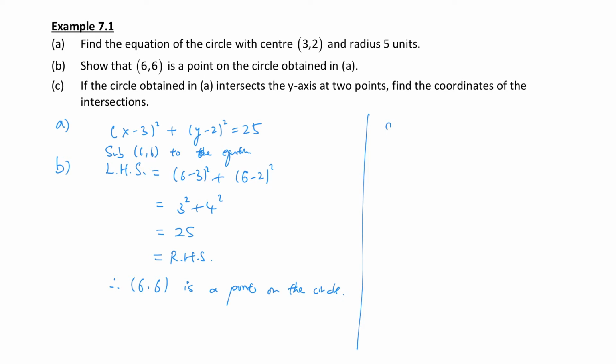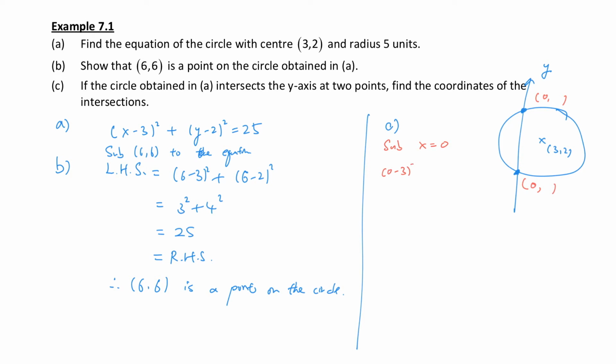Part C. If the circle obtained in part A intersects the y-axis, okay, a circle with center (3, 2) intersects the y-axis. Find the coordinate of these two intersections. Remember, for a coordinate on the y-axis, the x coordinate must be equal to 0. That means I need to find the corresponding values of y when x is equal to 0. You may substitute x is equal to 0.